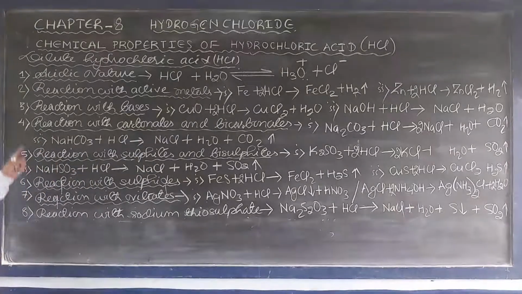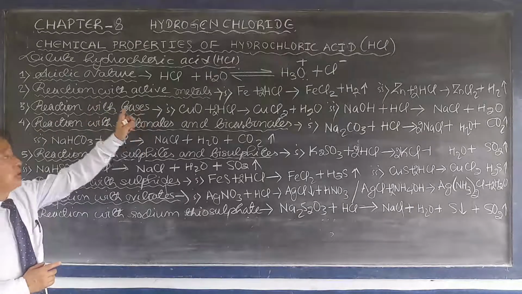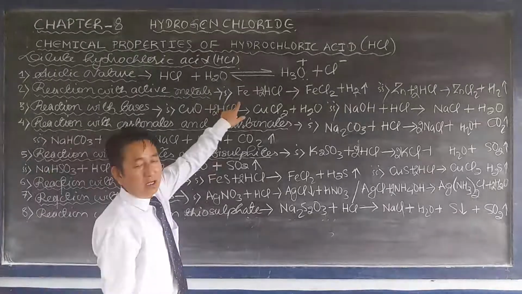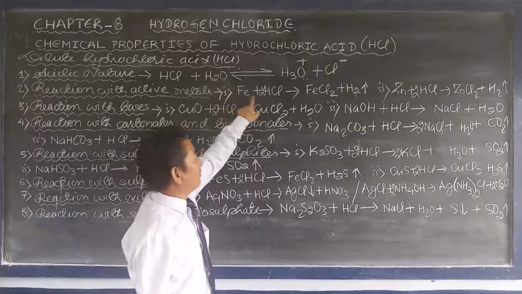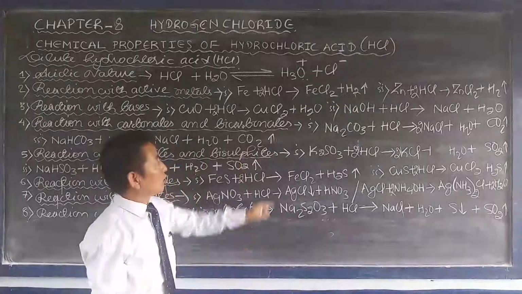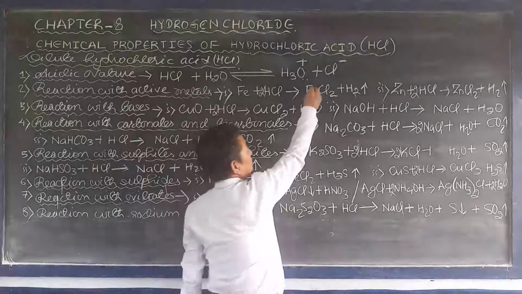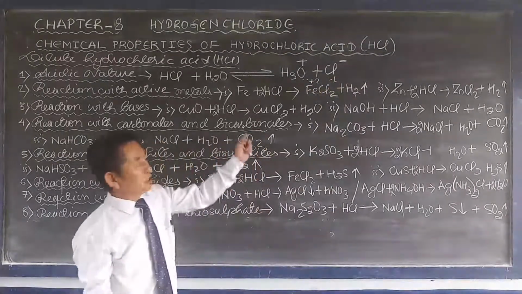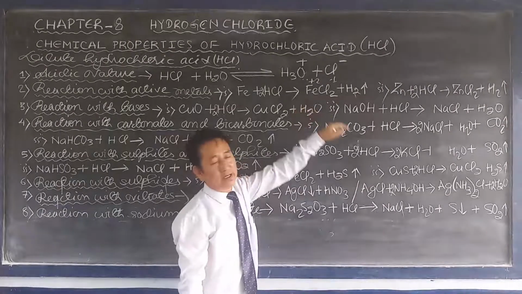As you can see here, reaction of dilute hydrochloric acid with an active metal. Here iron, which is above hydrogen in the activity series, reacts with hydrochloric acid and produces hydrogen gas, and a chloride salt is formed, that is ferrous chloride. Here the valency of iron is 2 and chloride is 1. On interchanging their valency, the molecular formula of ferrous chloride is FeCl2.